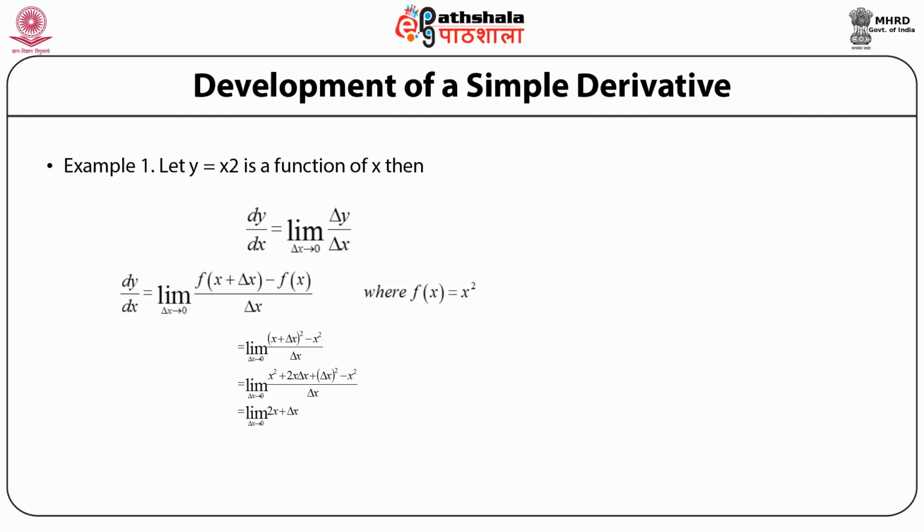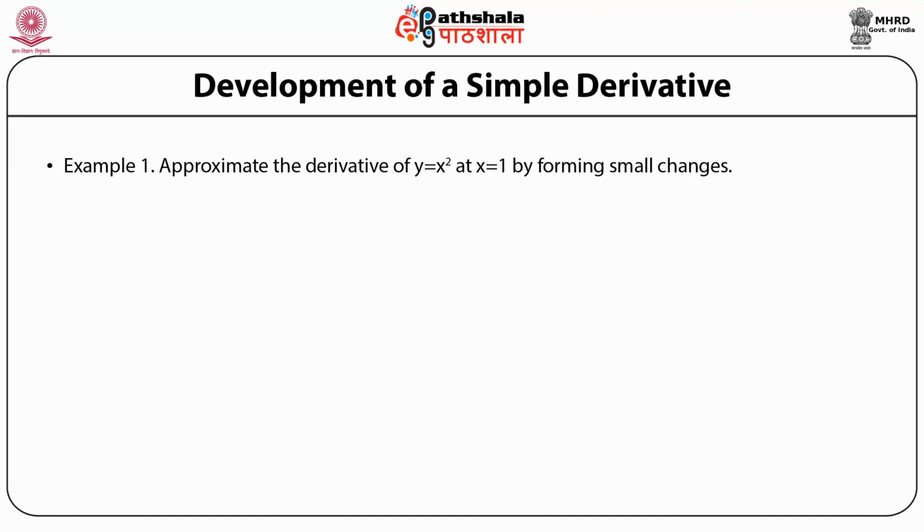Then if you do all the computation and mathematics in this, we will end up with limit del x tends to 0 of 2x plus del x. Then if you apply the limit del x is equal to 0, dy by dx is equal to 2x. Approximate the derivative of y is equal to x squared at x is equal to 1 by forming small changes. We are taking the same function, so it's the same as example 1.